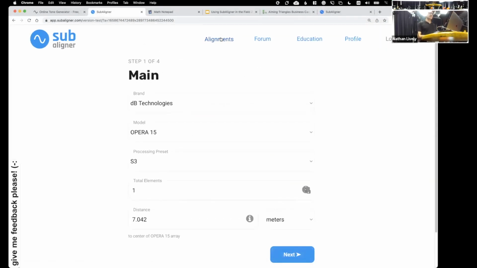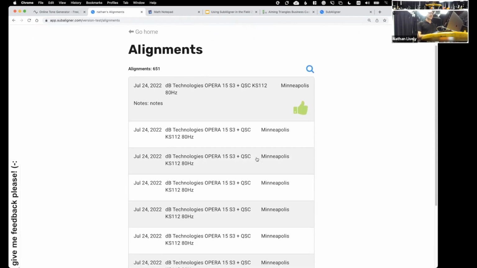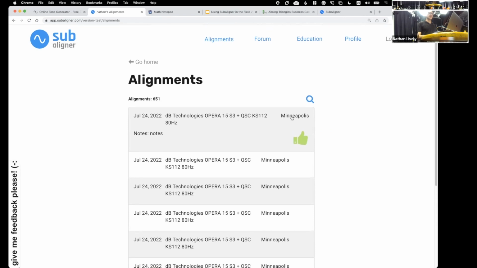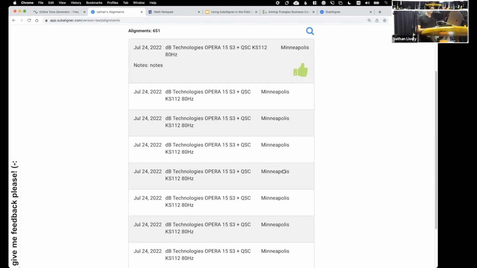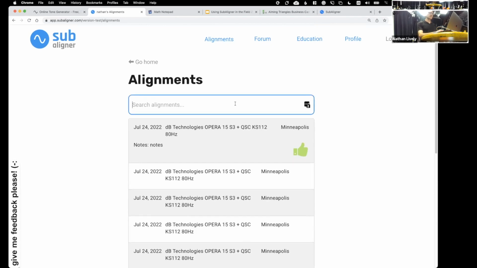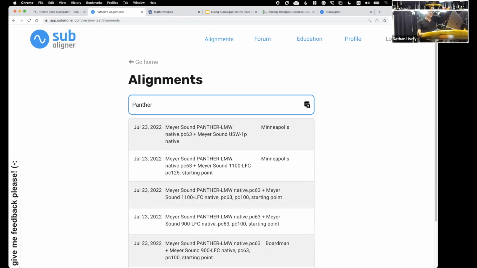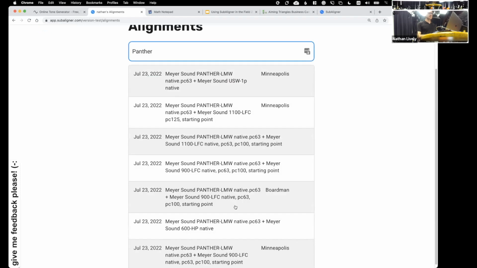And then all those things are stored in your user alignments here. And I updated this yesterday so that now it also has locations. So location is not super accurate, but if you're looking for that time I was in Minneapolis, then you have that here. And I also recently added a search feature. So if you're looking for that time that you used the Panther, then it'll show up here when you do a search.